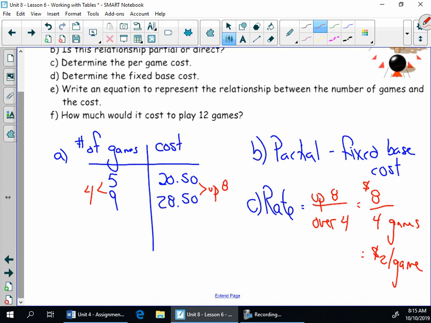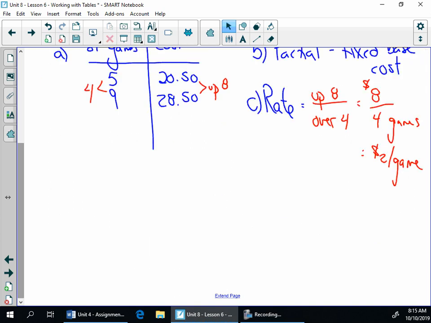And now for the tricky part. D. And this is where you have to do a little bit of thinking. The fixed base cost. In other words, I want to know the initial value. We've always said initial values come from when the table is at 0. But I don't have the table being at 0. My first number is at 5. So I have to actually think about this one a little bit.